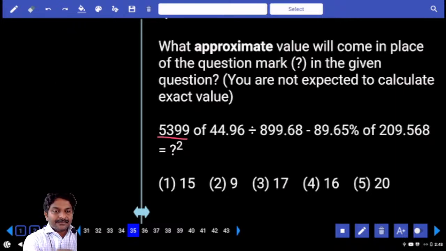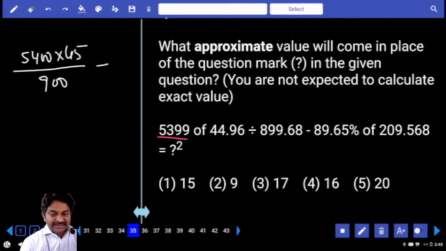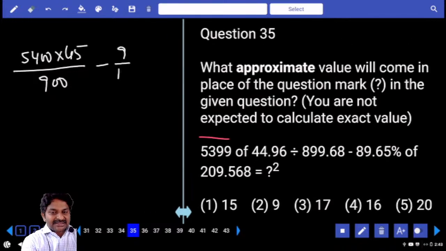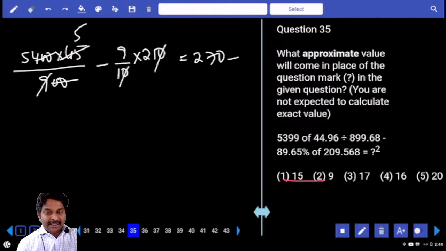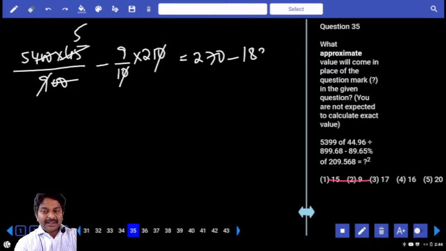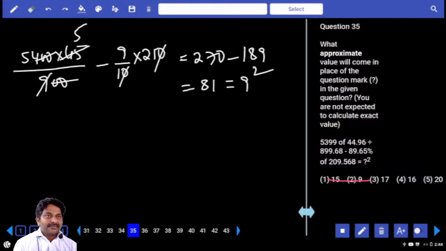5,400 of 45 divided by 900 minus 90%. Can we write it as 9 by 10? Of 210. This is equal to which number square? First of all, 2 zeros get cancelled. 9, 5 times, 54, 5 times. 270 minus 189. This is 81. Is which number square? 9 square. X is 9.